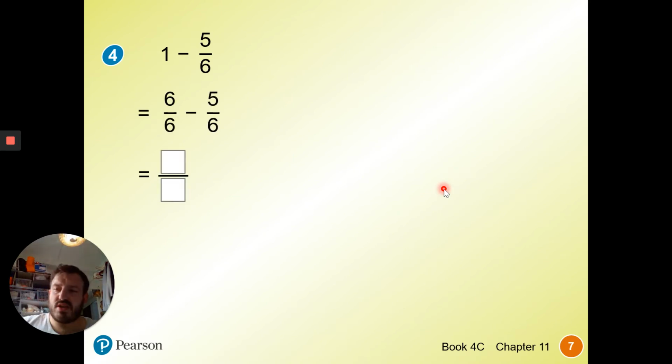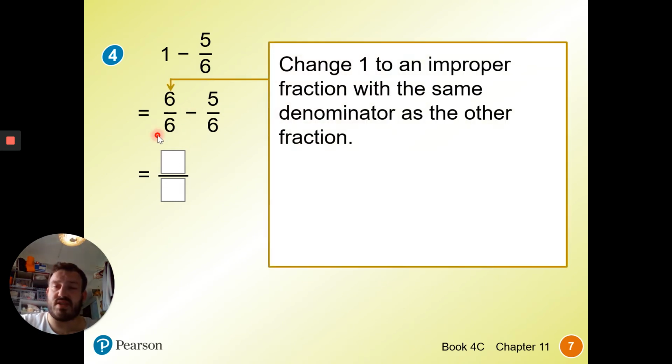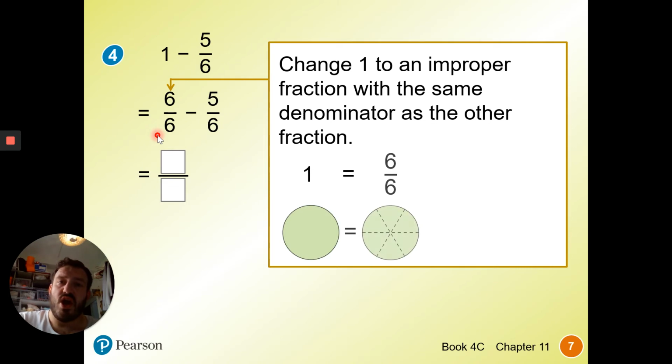Next is 1 minus 5/6. So this is where it's a really good skill to remember that 1 can be written as 6/6, 1 whole, the same amount. So if we're doing 1 minus 5/6, how many am I going to have left? Well, 1 is the same as 6 over 6. So I can just do 6 over 6 minus 5 over 6. I change the 1 to an improper fraction with the same denominator as the other fraction, which gives 1/6.